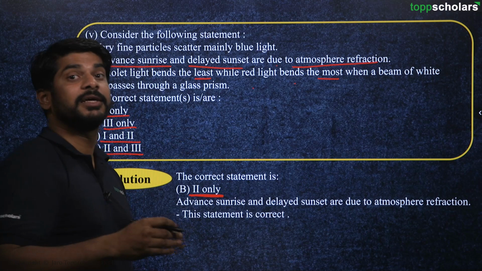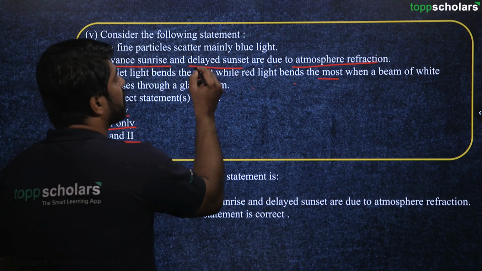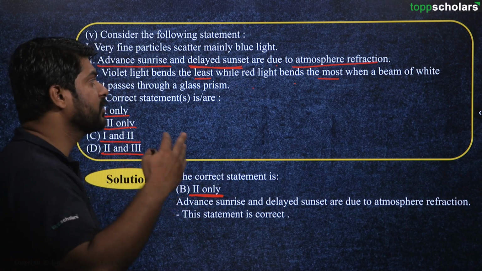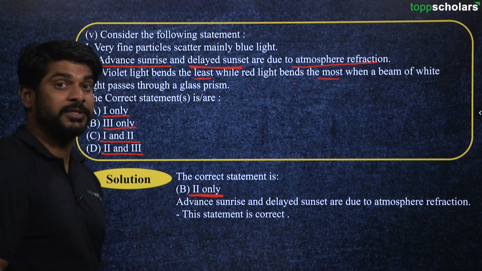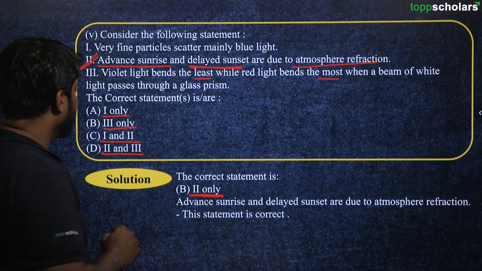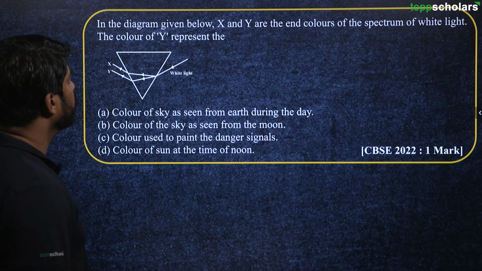Over there the rays bend in such a way that we get to see the sun for quite a long time. That means extra 2 minutes. Same here during the sunrise. So that means this is the correct statement. So the correct answer is B. Moving on to the next one.